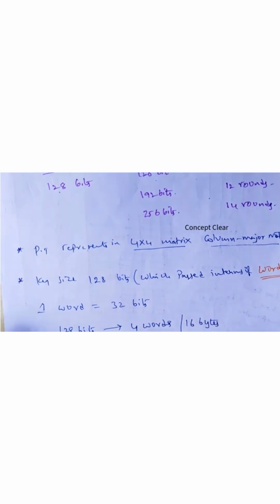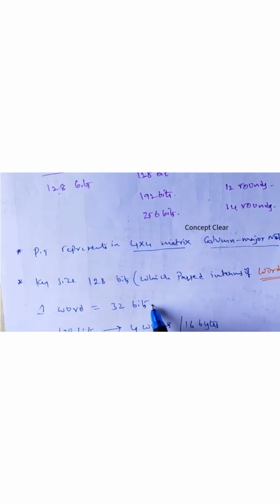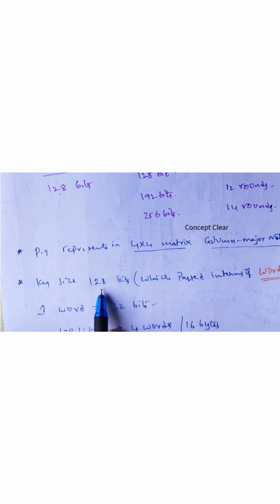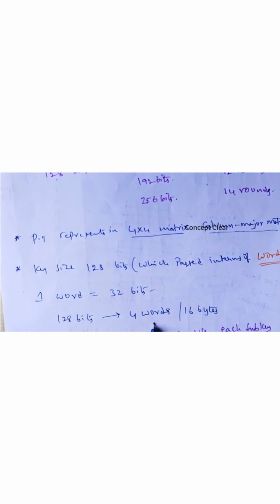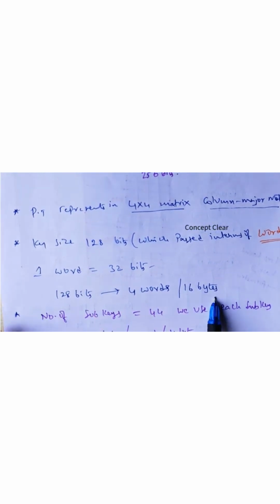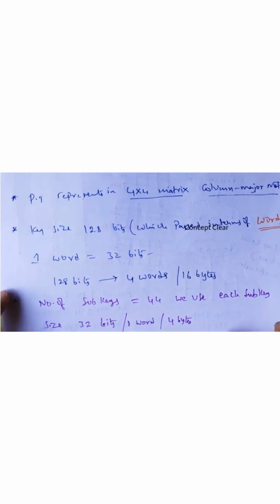Here, what is a word? One word equals 32 bits. It means if we are taking the key size as 128 bits, then how many words? The 128 bits will be converted into 4 words or 16 bytes. The number of subkeys is equal to 44. Each subkey size is 32 bits, which is one word or 4 bytes. The total number of subkeys we are using is 44.